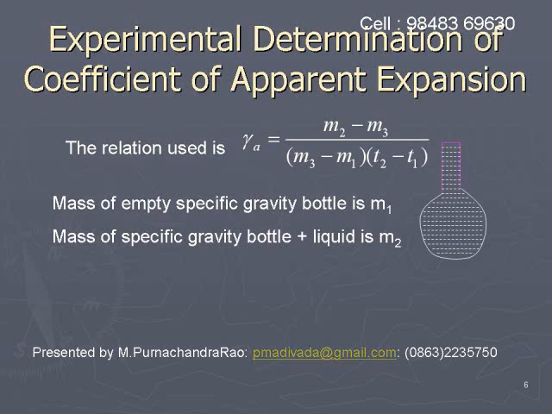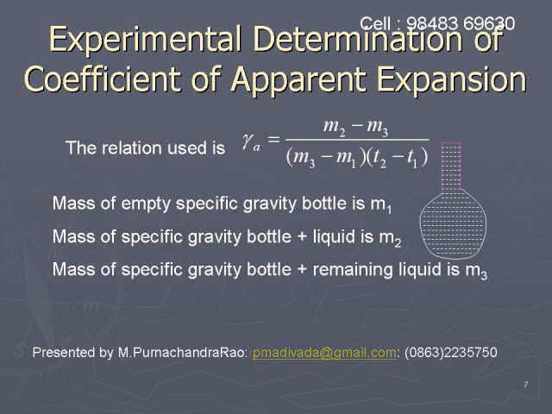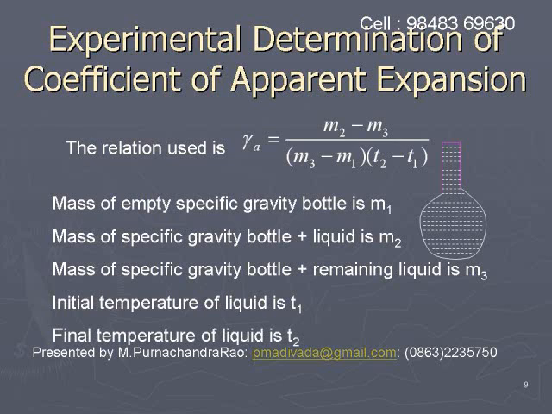Mass of specific gravity bottle plus liquid is taken as m2, the mass after completely filling the bottle. After heating, some liquid flows out, and the mass of the specific gravity bottle with the remaining liquid is taken as m3. The initial temperature of the liquid is T1 and the final temperature is T2.